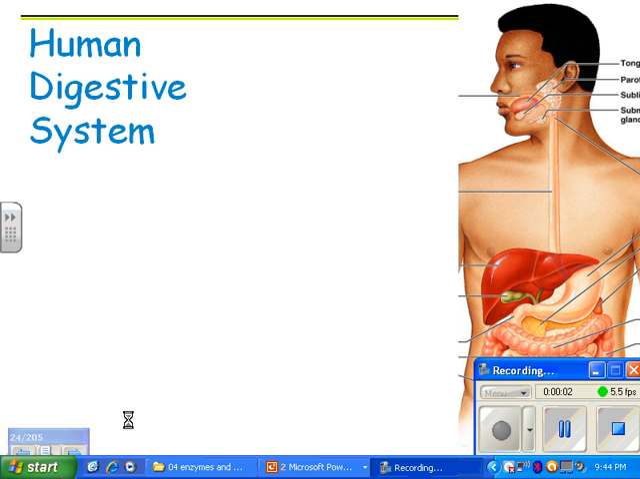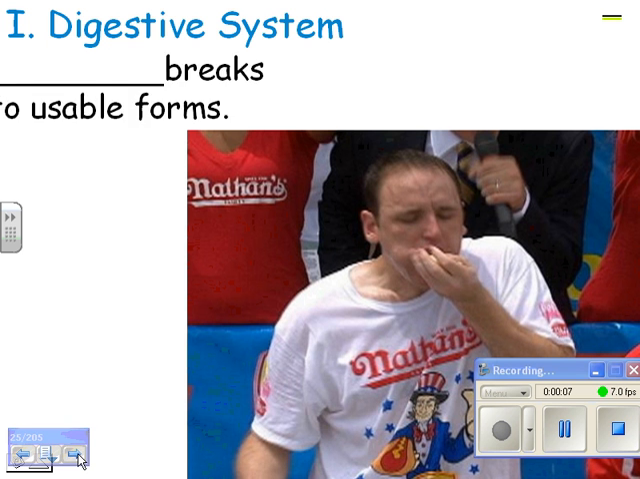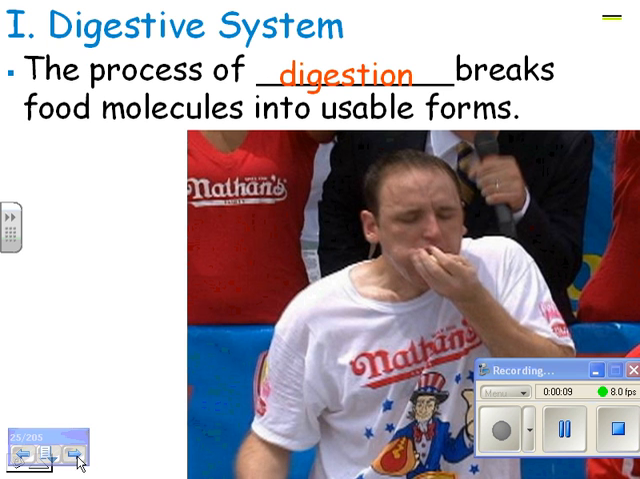Human digestive system. The process of digestion breaks food molecules into usable forms.